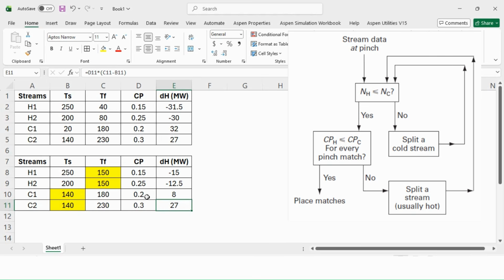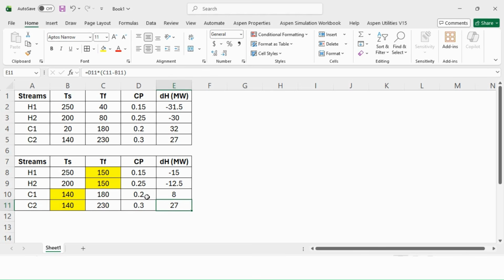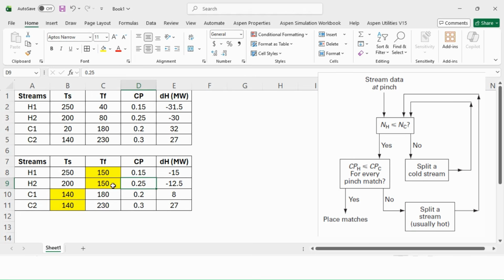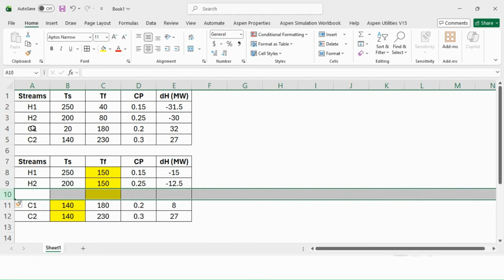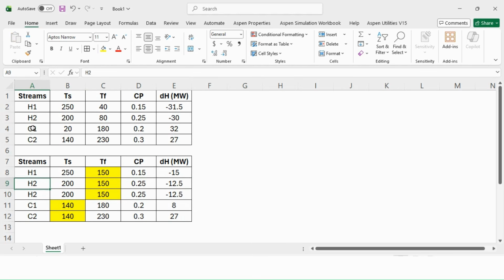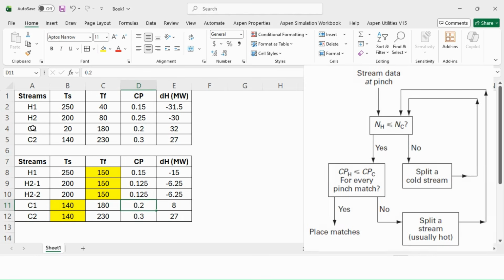So what we need to do, earlier we have solved this video and we demonstrated that without stream splitting, we can do it. But today we are specifically focusing on the stream splitting. So first thing, if we need splitting, obviously we need to split the hot stream because its Cp is higher. So what I will do, I will create one more row and I will simply copy paste the data and I will say it as H21 and this one as H22 and the CPs will be 0.125 equally divided between these two. Now this issue is resolved, CP issue is resolved, but there is another issue that now number of hot streams are higher than number of cold streams. So our first rule is violated.